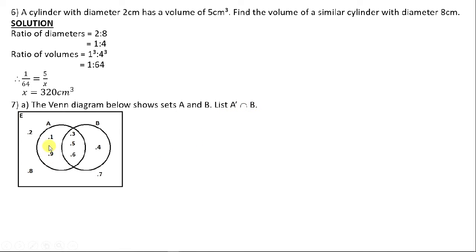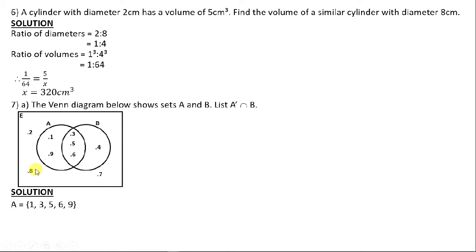So when they say A complement, they are saying those elements that are not found in set A. So A complement are the elements 2, 4, 7, and 8. Now they want us to find those outside A but in B. So we are going to get a 4. But before we do that, we'll take it step by step.